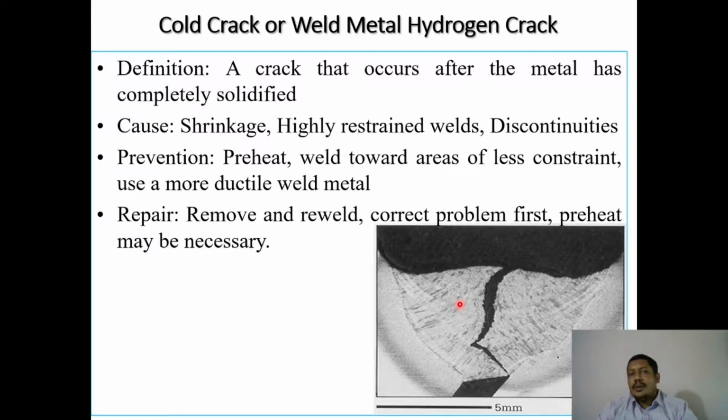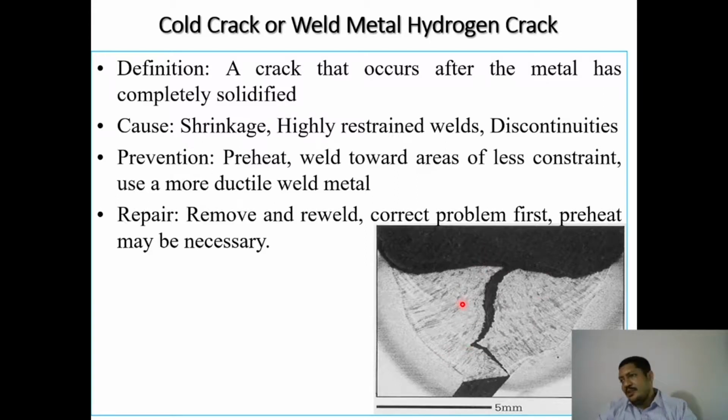So next is cold cracking or weld metal hydrogen crack. Here what happens is that initially you have done a good weld, but when the weld solidifies, or even after some days, you can see a crack present on the weld surface. That is a crack that occurs after the metal has completely solidified. That is called a cold crack or weld metal hydrogen crack. The causes are shrinkage, highly restrained welds, and discontinuities. These are all reasons for the cold crack.